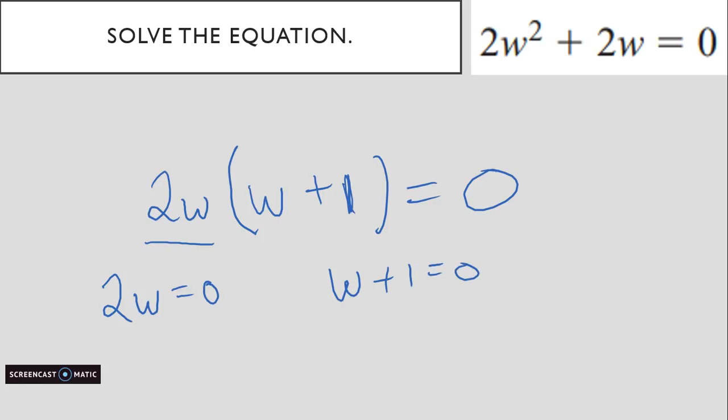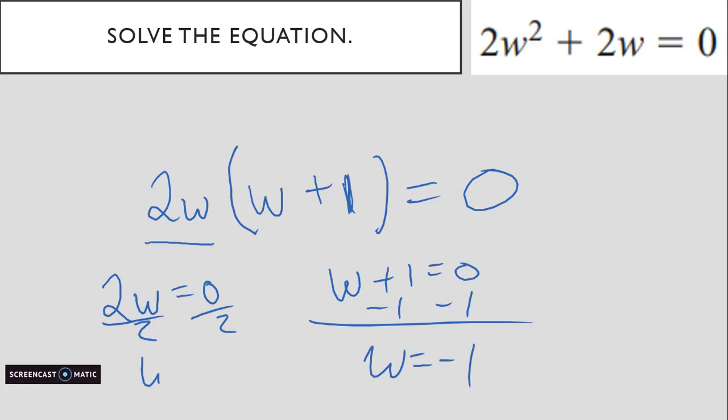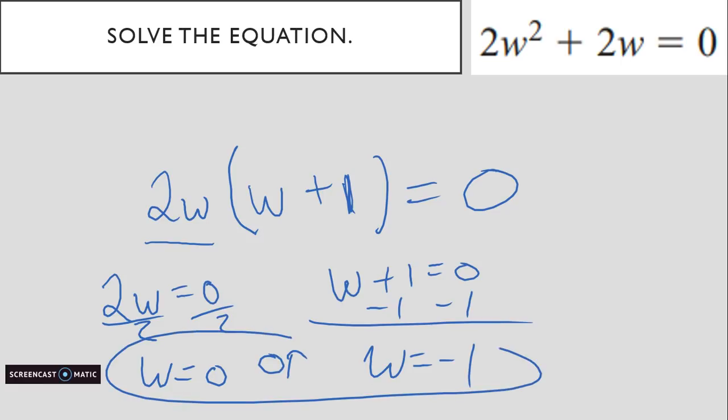No shortcuts. Show your work. Understand the math. It's great you can get the correct answer, but we have to understand why it is that we're doing what we're doing. And I think that showing all of our steps is going to help us get there. So w could be 0 or w could be -1.